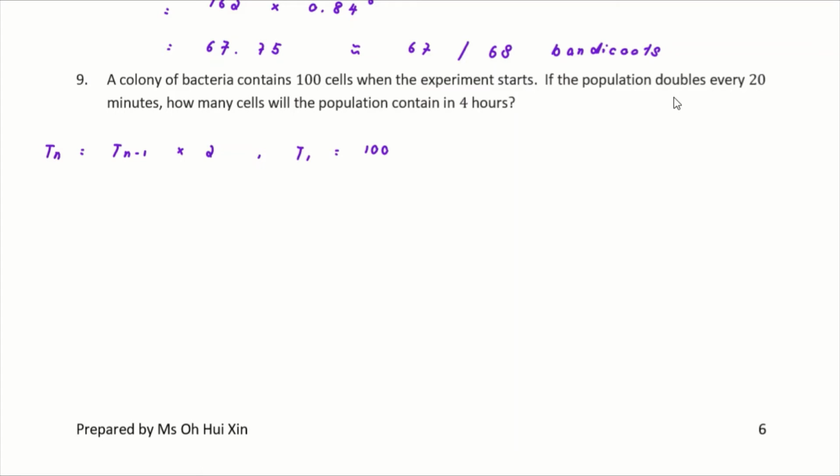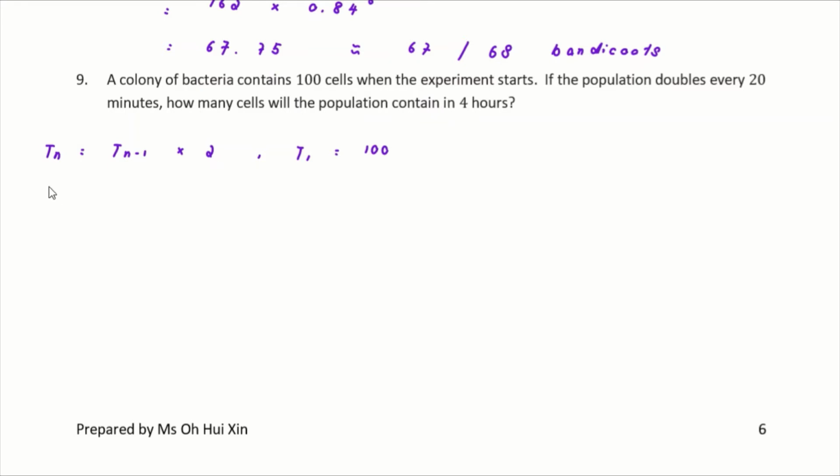So if you want to find out the population in 20 minutes, it will eventually become T2. For the first 20 minutes, that's T2, right? Because following this idea, our T1 is when the experiment starts. So T2 is after the first 20 minutes. The question wants to find how many cells the population will contain in 4 hours.